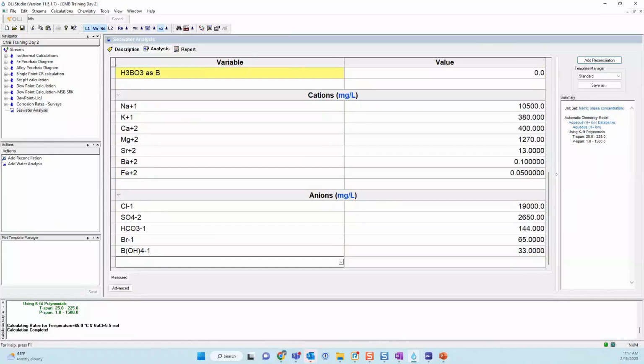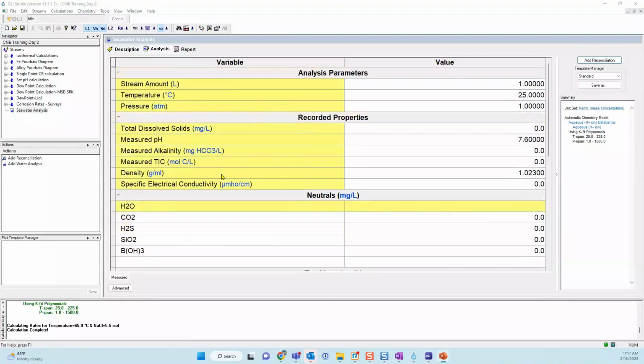Okay. So once we have entered that water analysis, the next thing we need to do is calculate the properties. Just like when we do a single point calculation, and we want to understand what is the pH, what is the speciation, what is all of that. Like, we need that report. That's what we will need to do next.